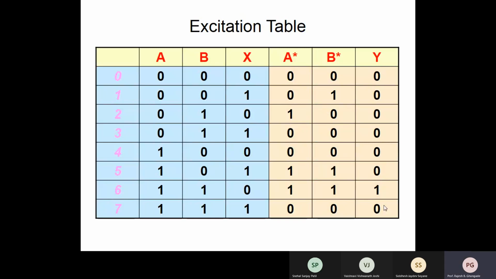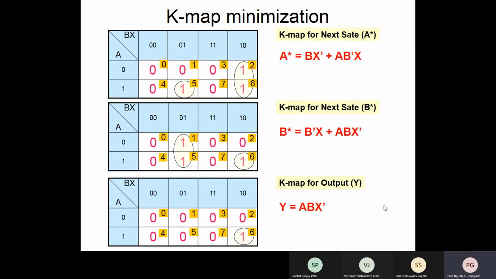Now again what we are going to do is use the K maps for reduction. This is how it is going to happen. So K map for next state A star, K map for next state B star. Okay. And finally K map for output Y. See if you understand this.